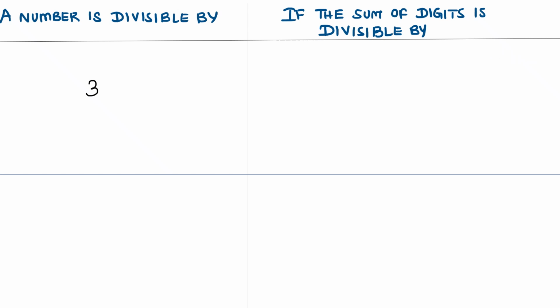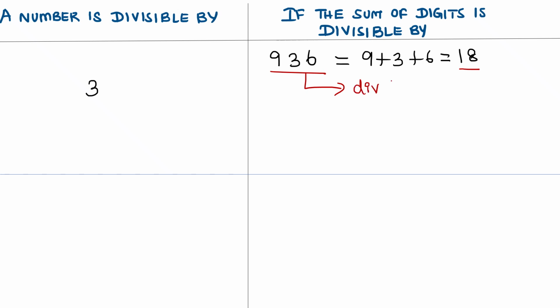Now let's go on to the sum of the digits. For example, we have 936. When you add it, what is the sum? Sum means addition: 9 plus 3 plus 6. When I add, I get 18. Now I know 18 is divisible by 3, so the whole number 936 is divisible by 3. I can come to the conclusion that it is divisible by 3.